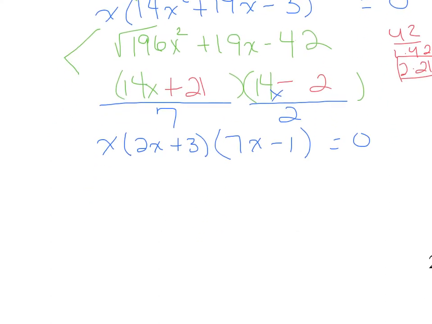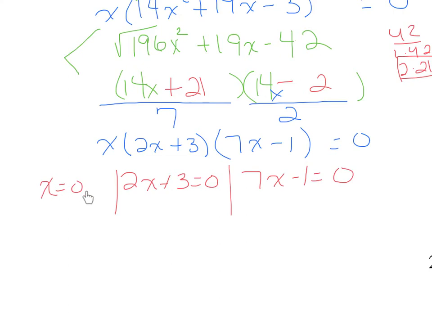So that was step 2, the factoring part. Step 3 is make your little equations. So we're going to have 3 equations this time because of this GCF out here. And that's going to be the first equation, x equals 0. And then 2x plus 3 equals 0. And then 7x minus 1 equals 0. This equation is already solved. No big deal. We don't need to do anything there.